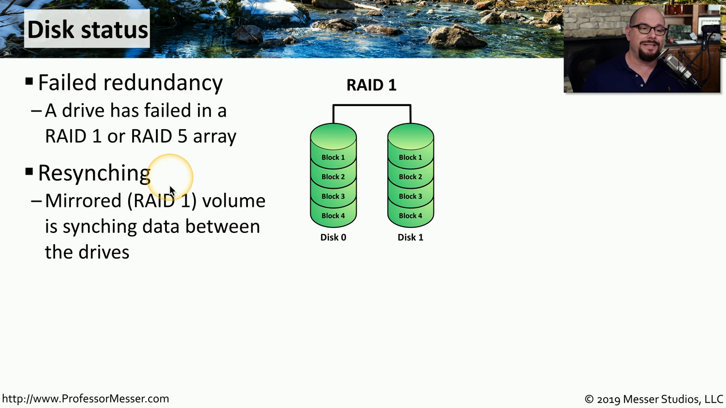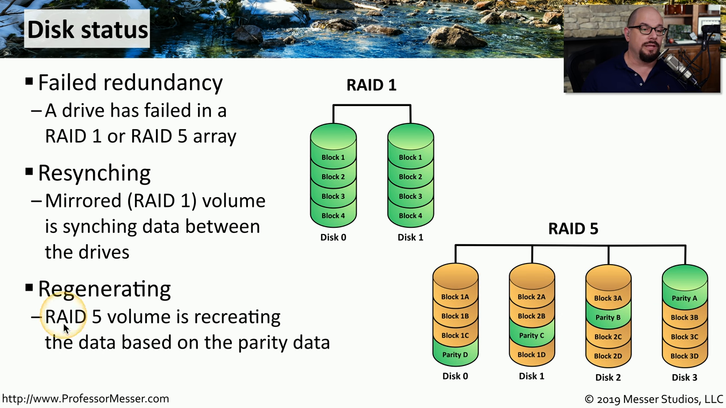This is called resyncing. So if you are running RAID 1 and you've just replaced the drive, the disk status will show you that there is a resyncing process occurring. With RAID 5, we have to rebuild data. We're not simply copying data to the new drive. So with RAID 5, the disk status will show that it is regenerating or recreating the data based on the parity that was missing in that missing drive.